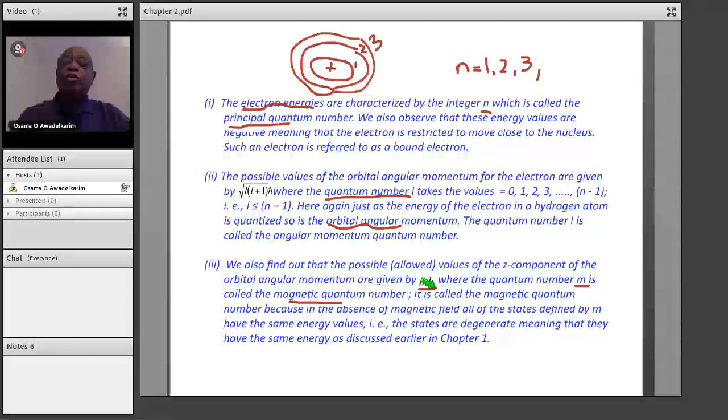So in the hydrogen atom, we have a quantum number n for the shells, the energy shells, which give us the energy. And then we have a quantum number L, which gives us the angular momentum here. And then we have a quantum number m, which is called the magnetic quantum number, which gives us the component or the projection of the angular momentum along the z-axis or axis of quantization.